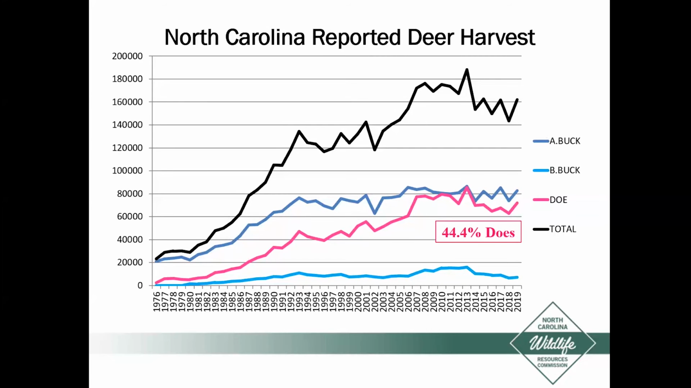So our metric for determining whether or not we're meeting that objective is we want to see at least 45% does in the total harvest. You can see that we're really close, so don't lose any sleep over that 0.6%. So we are essentially meeting that objective on average across the state.